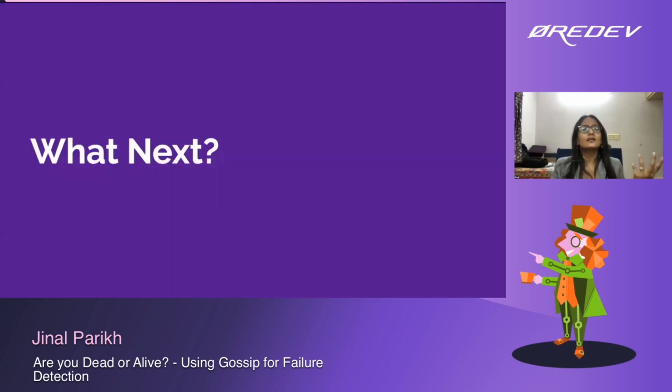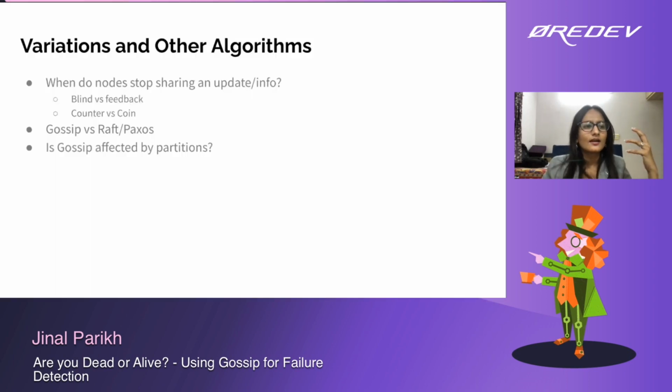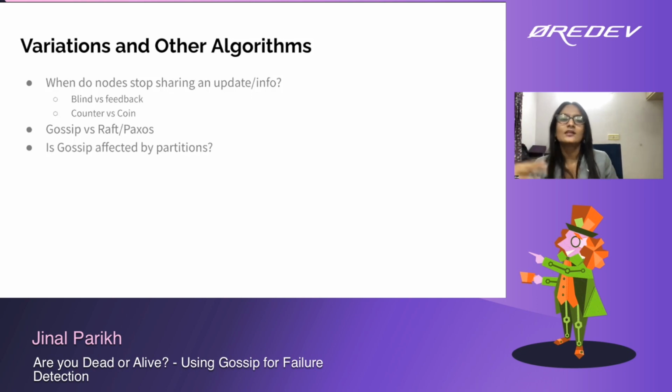So what next? We are almost reaching the time, and this is the last slide. There are a lot of variations, as I said, to the previous one. Mathematically speaking, when does a node stop sharing an update or info? I say that, okay, if I'm not interested, I'll stop sharing it. But when does that happen?